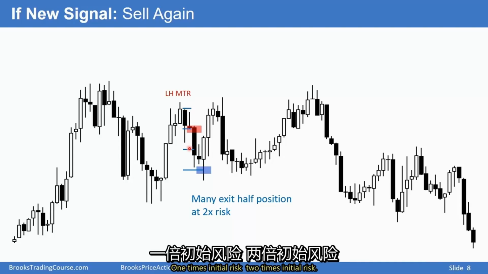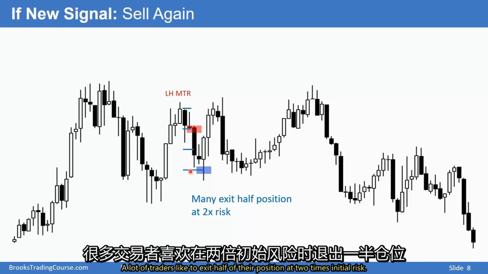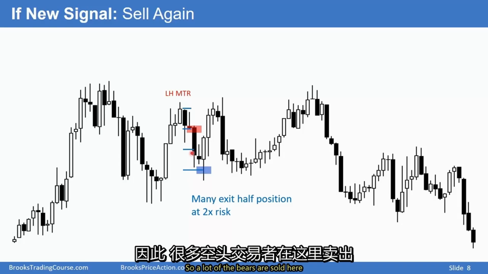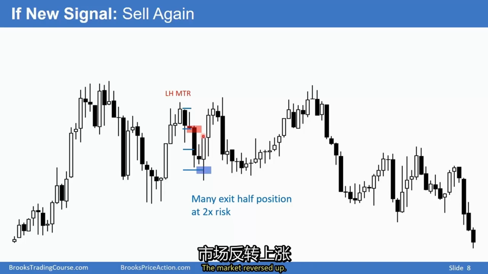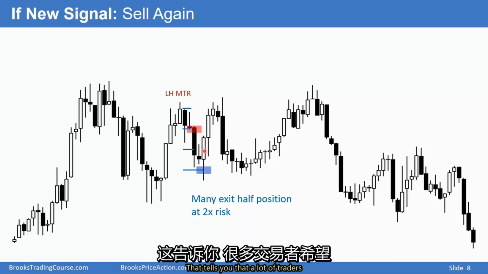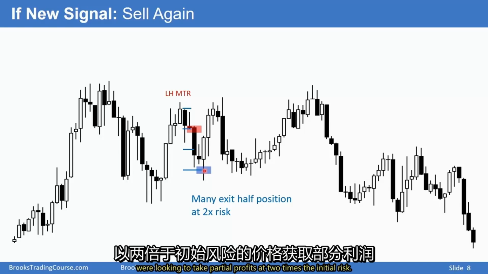1 times initial risk, 2 times initial risk. A lot of traders like to exit half of their position at 2 times initial risk. So a lot of the bears who sold here would take partial profits here, and look what happened. The market reversed up. That tells you that a lot of traders were looking to take partial profits at 2 times the initial risk.